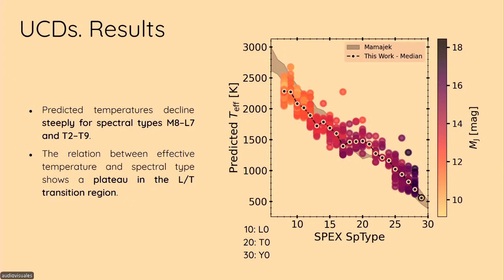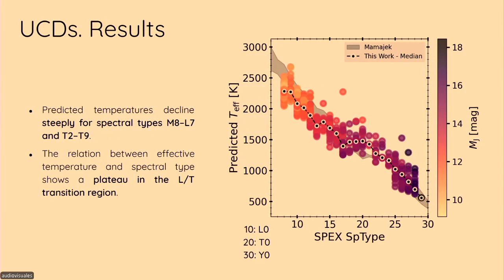Then we have this plateau where the temperature remains more or less constant in the LT transition, from more or less L8 to T1 or T2. And then we have, again, a steep linear relation between our effective temperatures and the spectral type for the T2 to T9 spectral types.